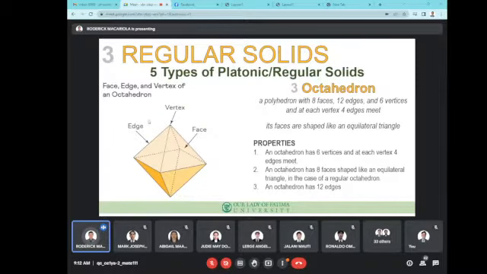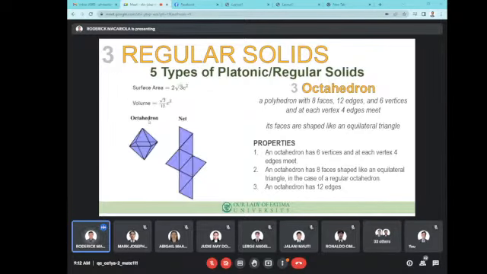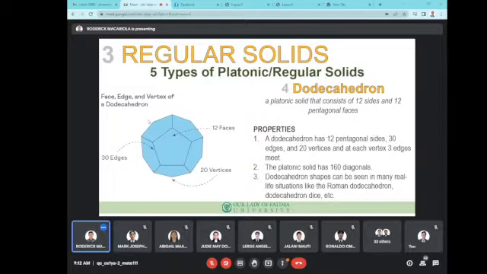Now, for an octahedron, it has 8 faces, 12 edges, 6 vertices, and each vertex has 4 edges. So, para siyang diamond. Kumbaga yung shape niya. And here is its formula, square root of 3 E squared for surface area, and square root of 2 over 3 E cubed for volume.